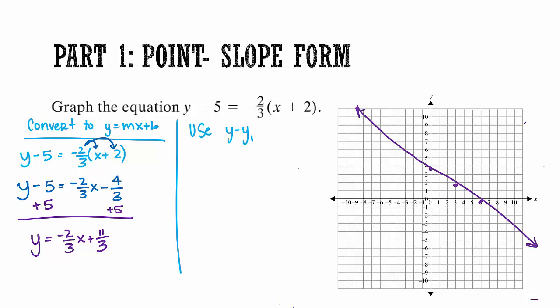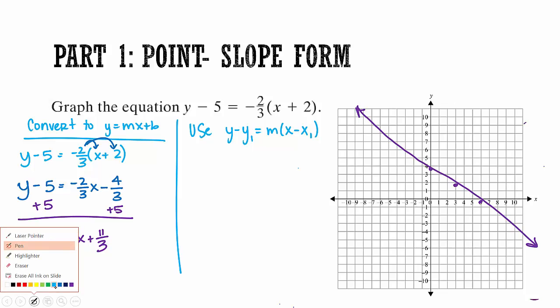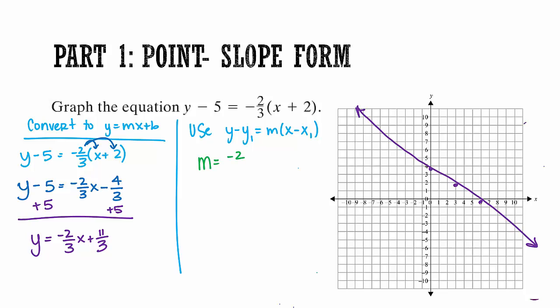Use y minus y1 equals m times x minus x1. So this tells us two pieces of information that we need. First thing, the easiest thing to figure out is our slope. Just by looking at this, I know my slope is negative 2/3. Now remember, the other thing that this gives us is a point. It gives us an x value and a y value.